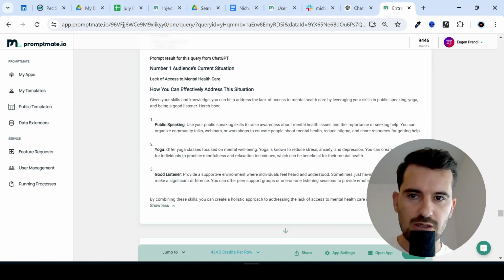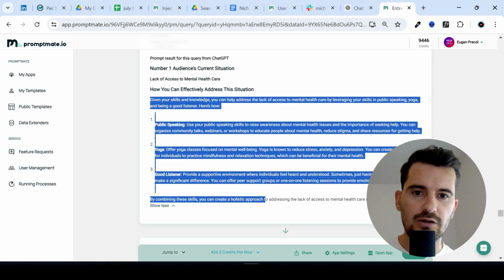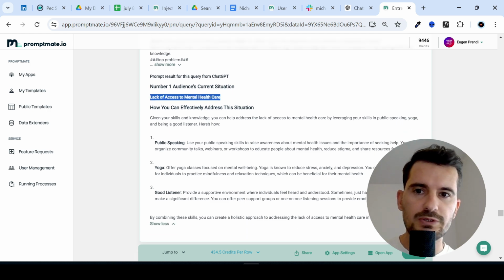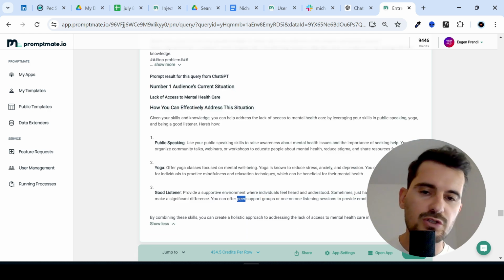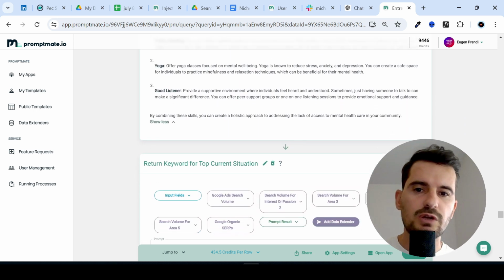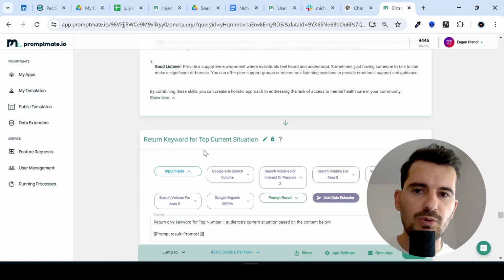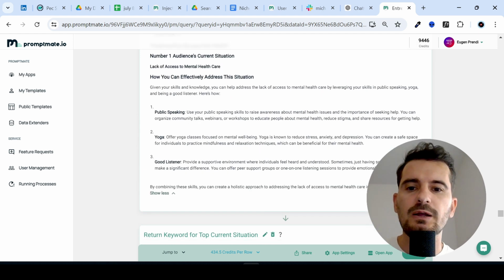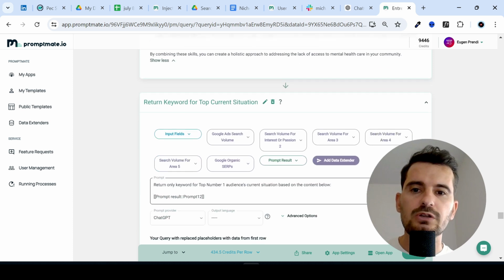So now, as we see, we got a longer answer. We did have the number 1 problem, but overall the prompt result gave us a longer answer. We can adjust the prompt to get a shorter answer, but we don't want it right now. It's not important, right? Because at the end, what we can do is just add 1 more prompt, and now we need this in the form of a keyword, right? And I'll show you why. So, return only the keyword for the top number 1 audience's current situation based on the content below.